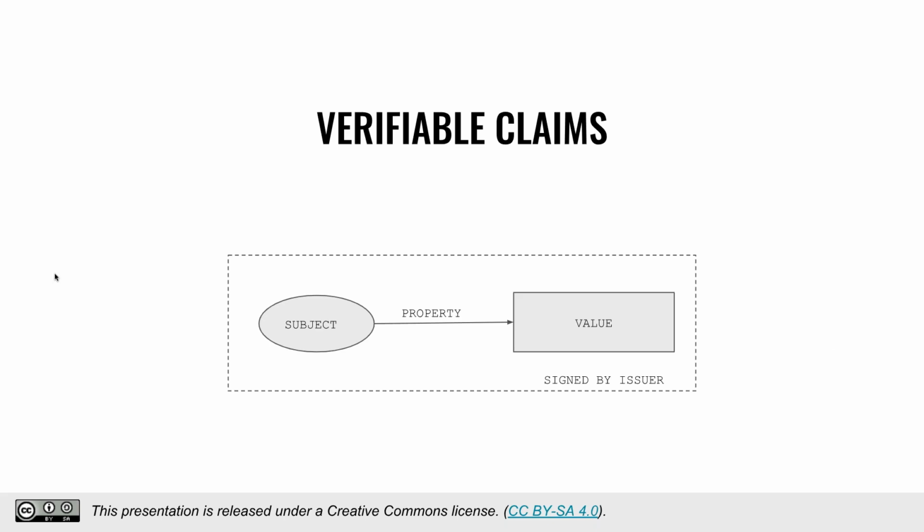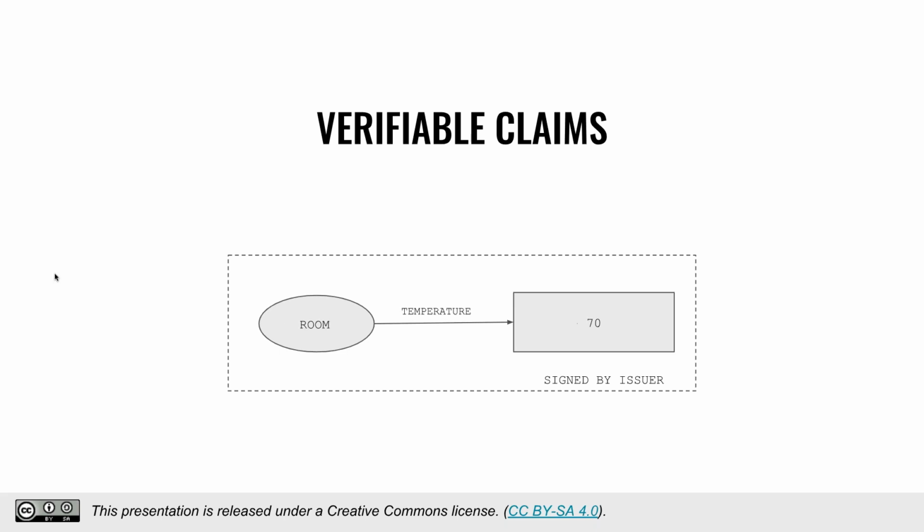And another very interesting piece of work happening within the SSI community is verifiable claims, or verifiable credentials. They generally take this form: there's a subject, which is described with a DID, there's a property, and then there's a value of that property. But this claim, about a property of the subject, is signed by an issuer. And that part is very interesting as well.